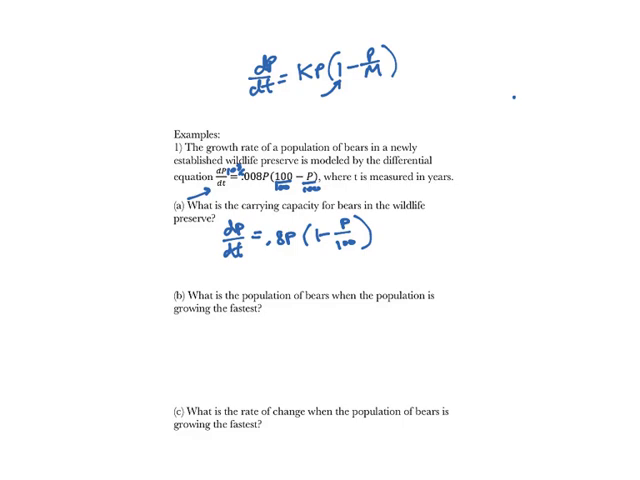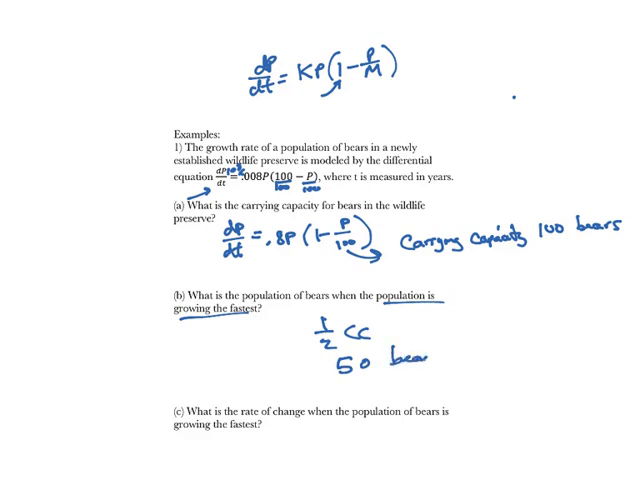So why is that helpful? Because in that form I can read what the carrying capacity is. The carrying capacity, or your constraining value, but they call it carrying capacity, would be 100 bears. So the environment in which they put the bears can only support 100 of these wild bears. What is the population of bears when the population is growing the fastest? So it's growing the fastest at half the carrying capacity. So that would be when you have 50 bears.